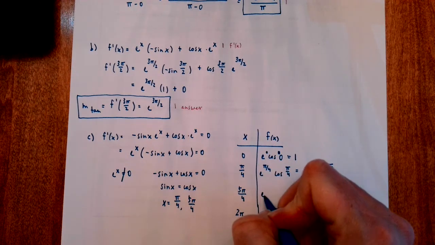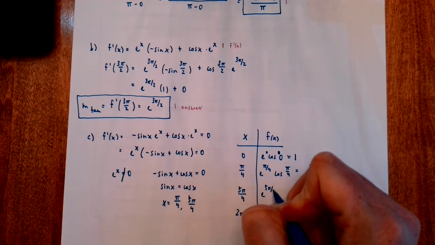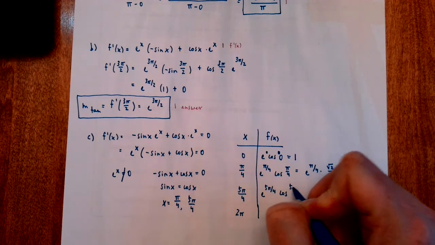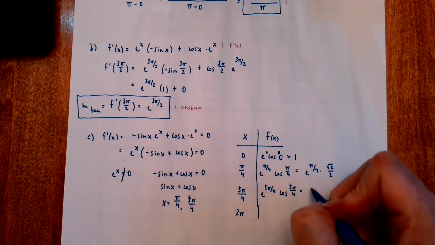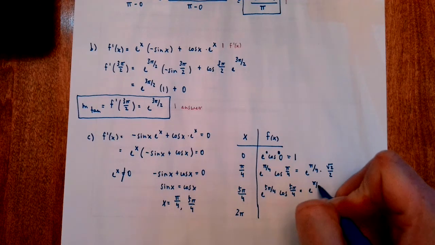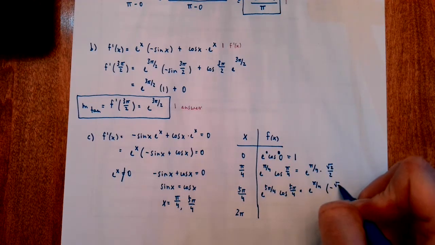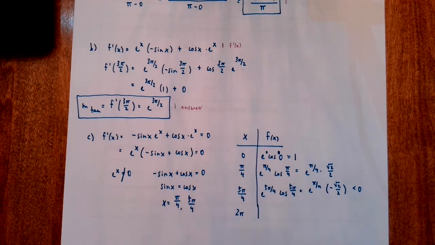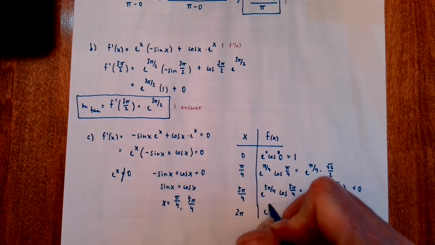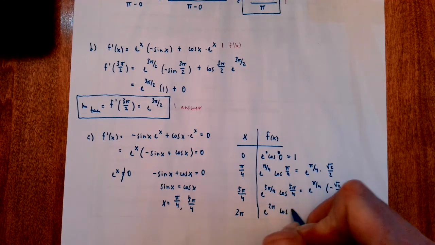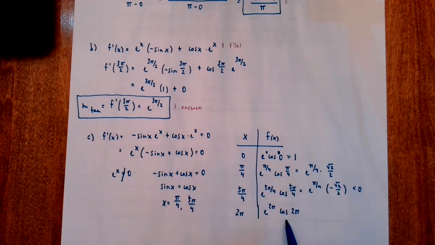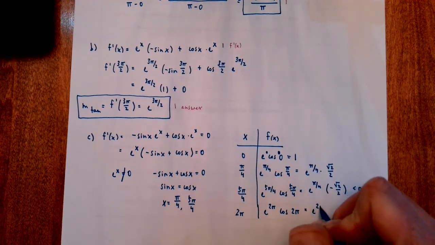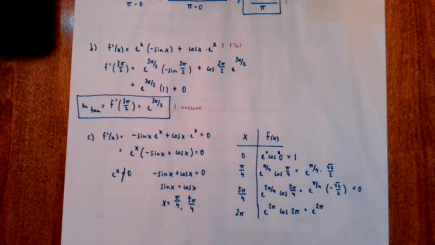Let's see, I have e to the 5 pi over 4 times cosine of 5 pi over 4. So this is e to the 5 pi over 4 times, now this is negative root 2 over 2. So now I've got a negative number. It's the first one we've had. And last we have e to the 2 pi times cosine of 2 pi. Cosine of 2 pi is just 1, so this is e to the 2 pi. So if I'm looking for the absolute minimum, it has to be my negative value here.